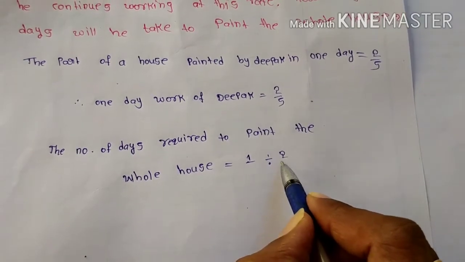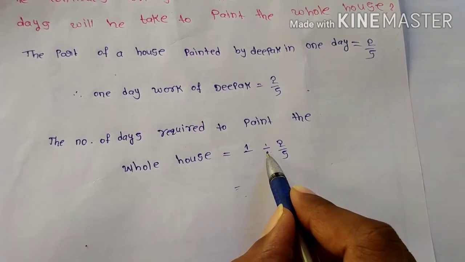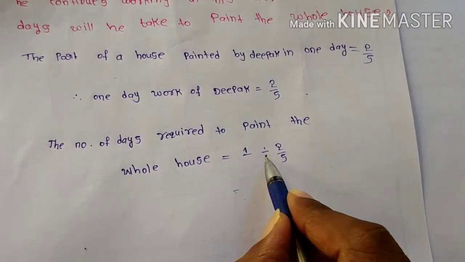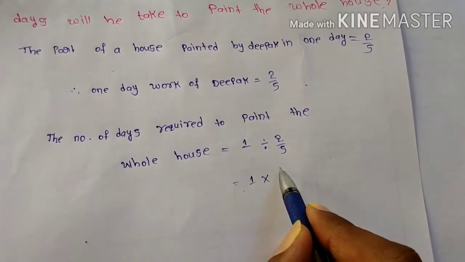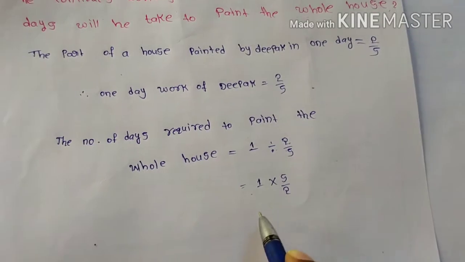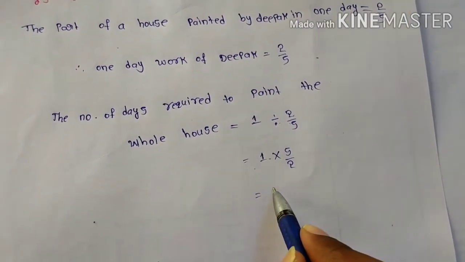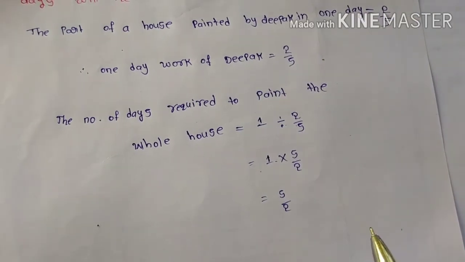One day work is 2 by 5. You know that 1 divided by 2 by 5 means division is equivalent to multiplication with the reciprocal of 2 by 5. Yes or no? That means you can write here 1 into the reciprocal of 2 by 5, which is equal to 5 by 2. That means 1 into 5, 5 only, 5 by 2. That means here 5 by 2 is which number?